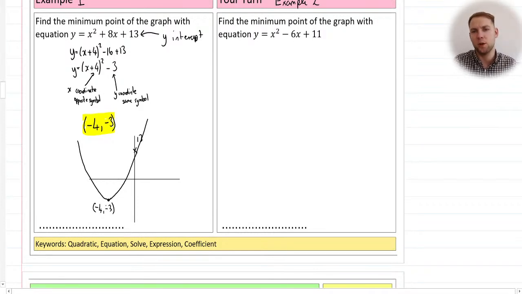So find the minimum point of the graph with the equation y is equal to x squared minus 6x plus 11. So the first thing I need to do here is to complete the square. So it's going to be y is equal to, now I halve this middle number and put it in a square bracket, added to x. So x minus 3 all squared. Then I square that number inside the bracket and subtract it. So minus 9 plus 11.